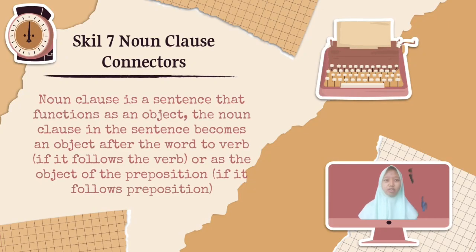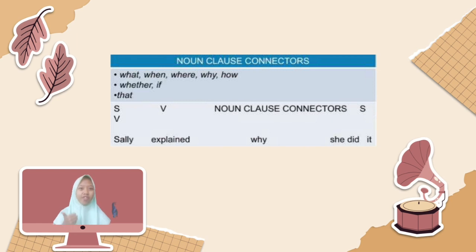Skill 7. Noun clause connector. A noun clause is a sentence that functions as an object. The noun clause in the sentence becomes an object after the verb, or as the object of a preposition. The connectors consist of what, when, where, why, who, whatever, if, and that. To clarify, we can look at the example below.